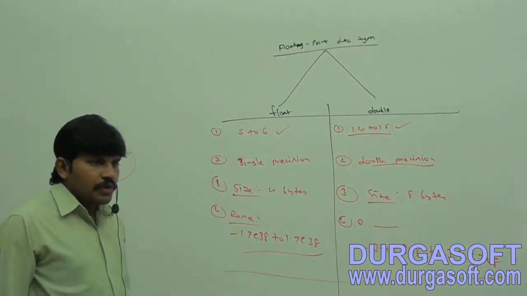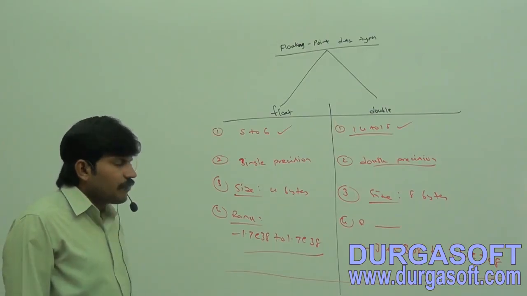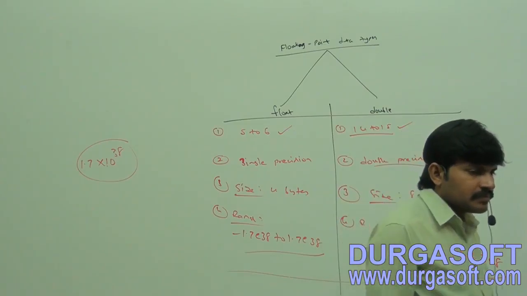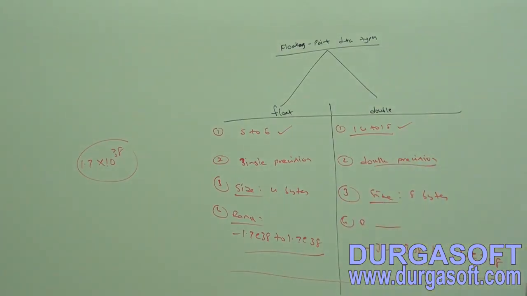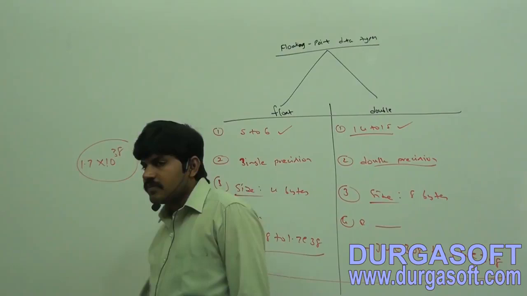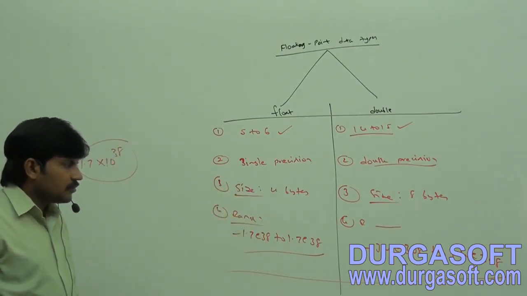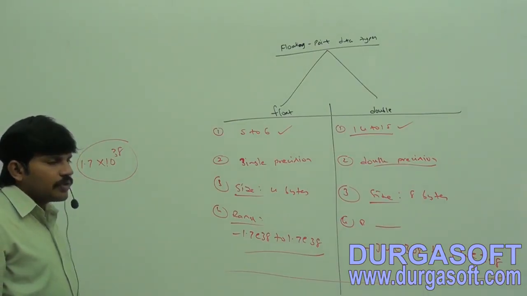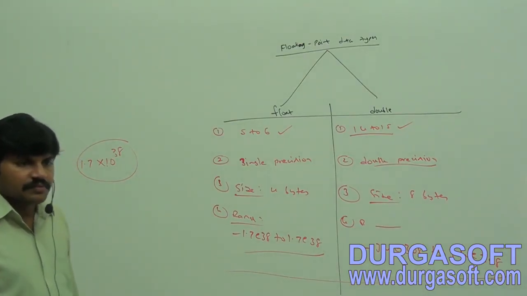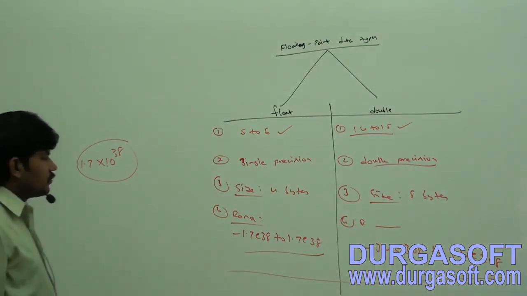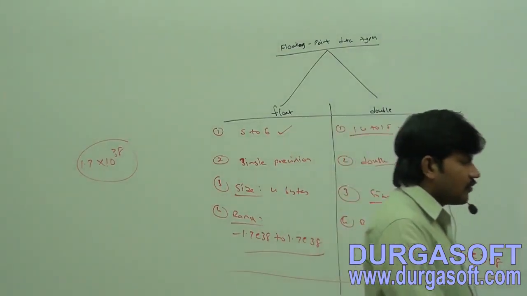On the other side, if we want 14 to 15 decimal places of accuracy, then we should go for double.